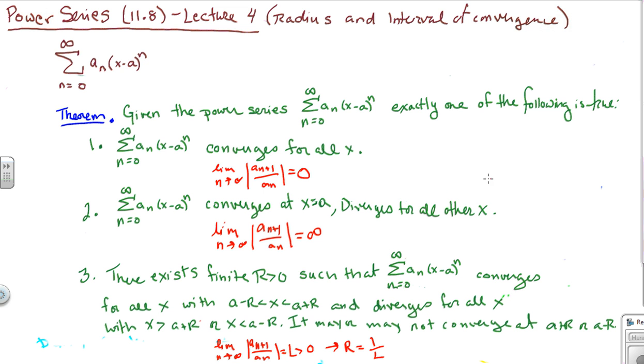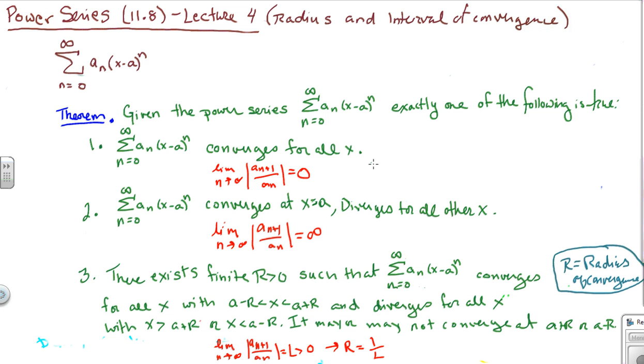Okay. So, let's get some terminology here. R is called the radius of convergence. So R equals radius of convergence. So in this third case, the radius of convergence is R. And it's going to converge on some interval centered at a of radius R, right? That interval is going to be called the interval of convergence. So it may or may not contain the endpoints. You've got to check that. But it's going to be the interval from a minus R to a plus R.